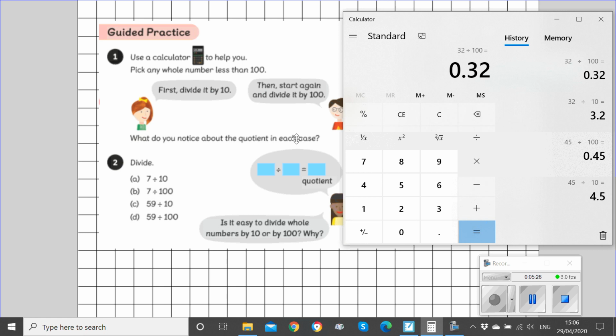The guided practice next asks you to divide these numbers here. Have a go and then maybe check it on a calculator to see if you're right. And Lulu asks, is it easy to divide whole numbers by 10 or by 100? What do you think? Why do you think this is?